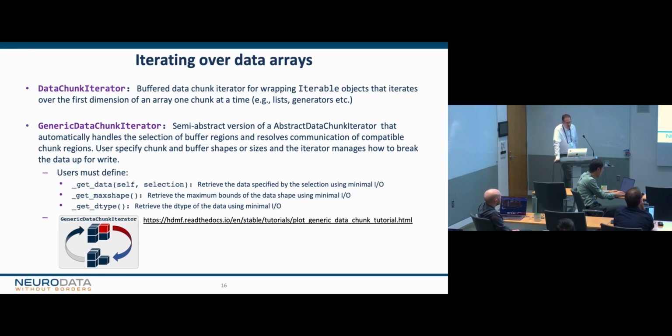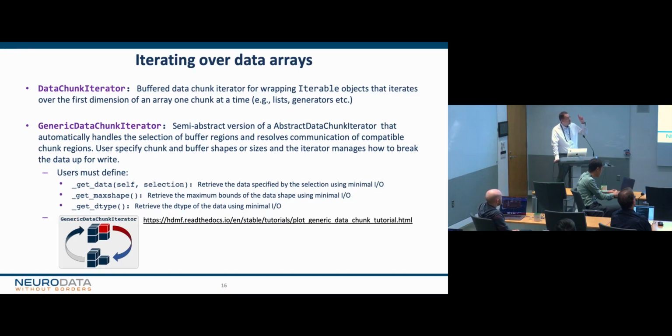It's a semi-abstract version of an abstract data chunk iterator, so it implements a number of additional functionality to automatically handle the selection and buffering of regions and resolving of compatibility between regions. And so users specify chunk and buffer shapes or sizes of the iterator, and then the iterator itself manages how to break the data up for data write.